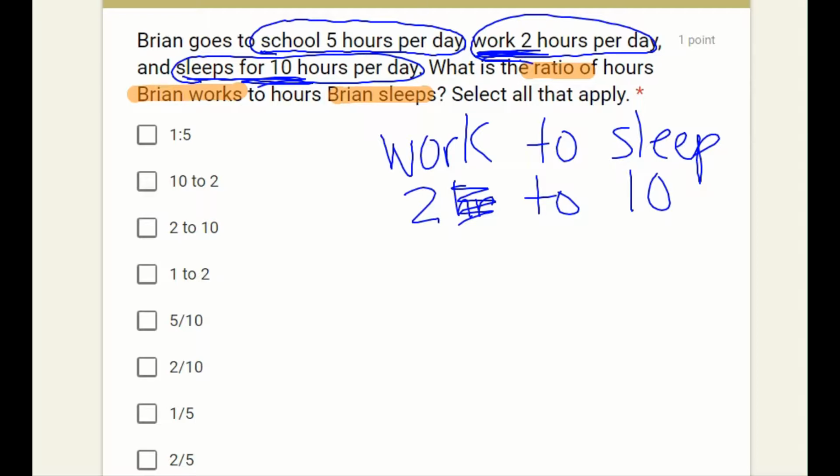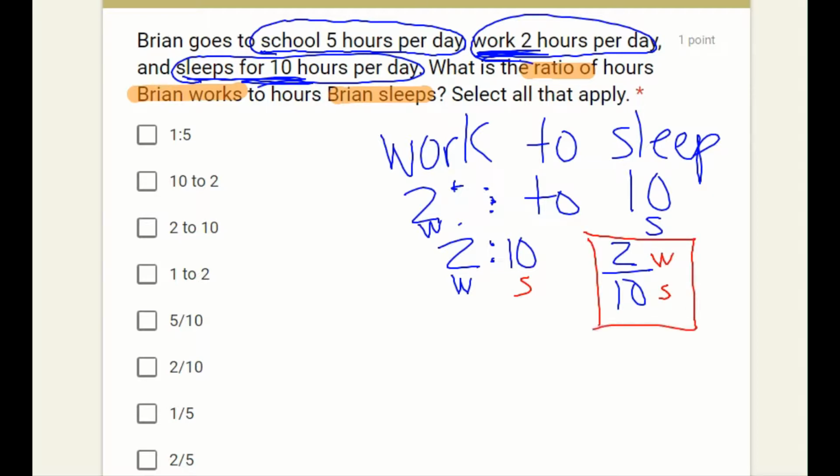You can write the ratio in more ways. You can use a colon, so I can put 2 colon 10, and then I can put 2 over 10. For the first part, this is work to sleep, this is work to sleep, and this is work to sleep. But I see here we have 2 even numbers, so I know we can simplify 2 hours work to 10 hours of sleeping.